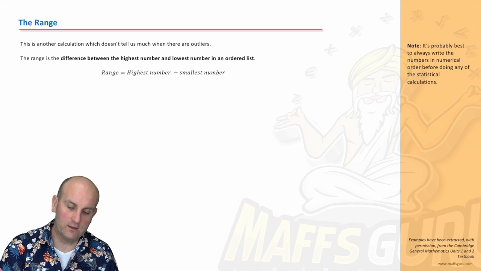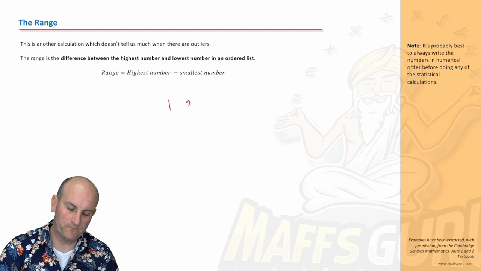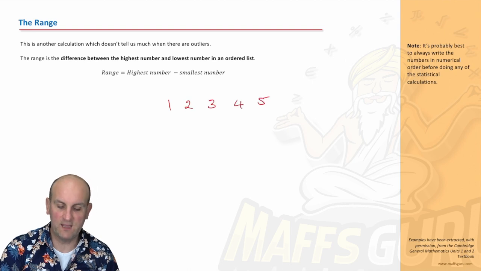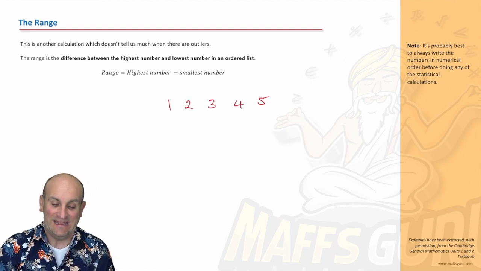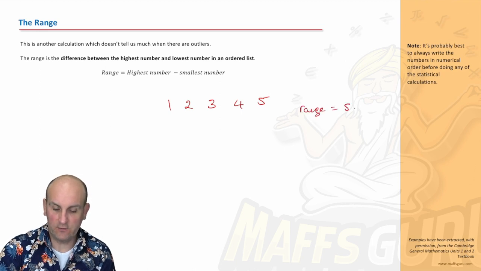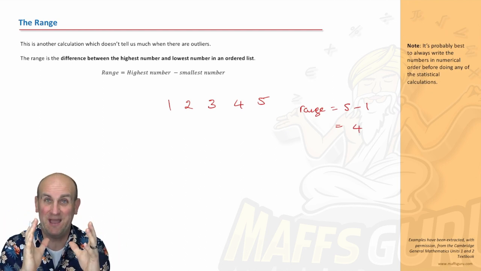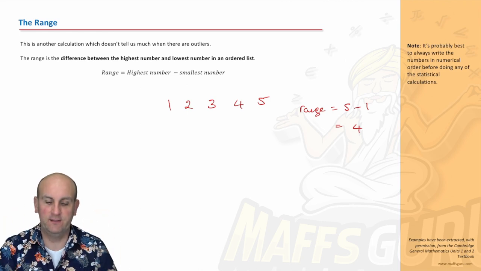Let's think about it. If I look at the range as being the highest number minus the smallest number, let's use these 5 data items: 1, 2, 3, 4, and 5. In this situation, my range would be the highest data item minus the lowest data item, which is 4. And okay, that's nice. We're saying the data is relatively compact. There's a difference of 4 between the data items.